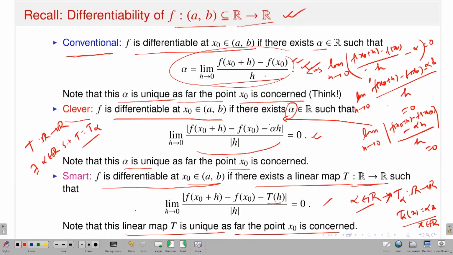So, now if someone asks what is the definition of derivative at some point for functions from an open interval a b, a subset of R, to R, I will say that from now onwards I am looking at the definition like this. f is differentiable if there exists a linear transformation, or linear map, from R to R such that the limit of modulus of f of x naught plus h minus f of x naught minus the linear transformation acting on h, divided by mod h, goes to 0.